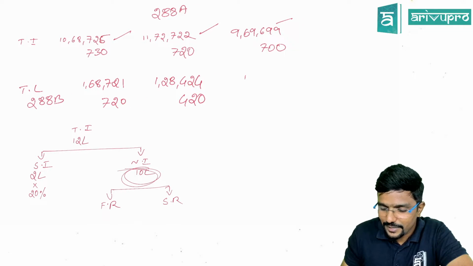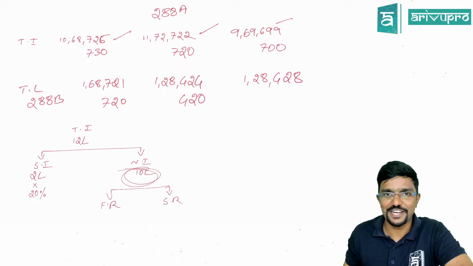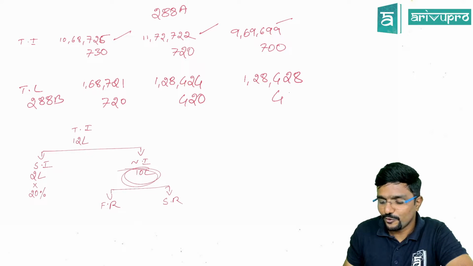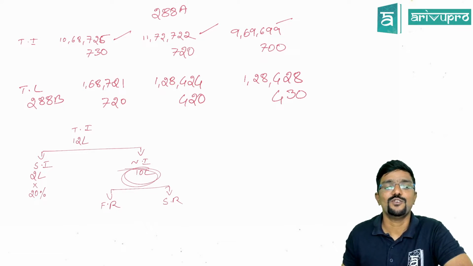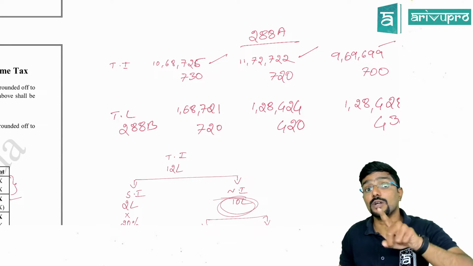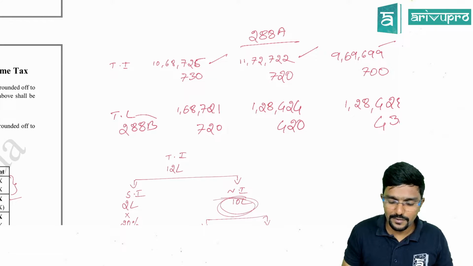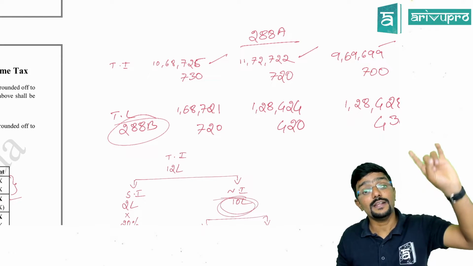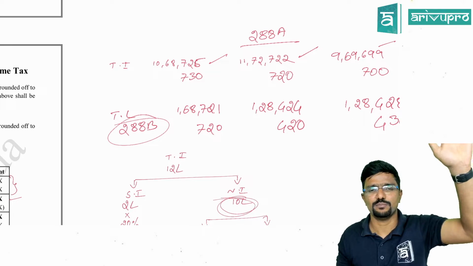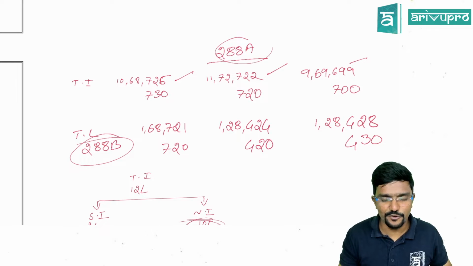Same way, let me take 1,28,428. You have to round it off to 430. Hope you guys are fine with this. Clear? So please be careful. 288A tells you to round off the total income to the nearest 10 rupees, and 288B tells you to round off the final tax liability to the nearest 10 rupees. And it is easy to remember, A will always come before B.